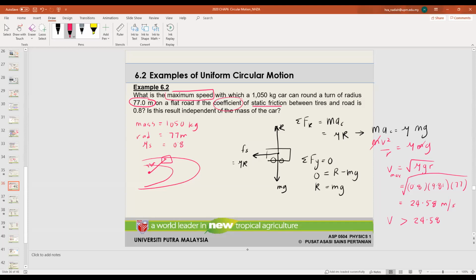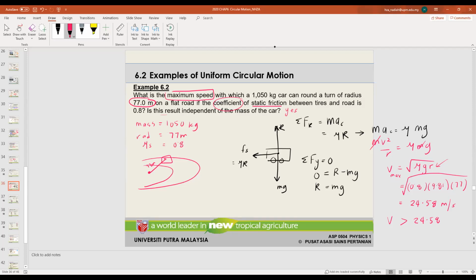Is this result independent of the mass of the car? Meaning if the weight of the car becomes 2000, does the answer change? No. Why? It is not dependent on m. There is no m in this equation. So is this result independent of the mass of the car? Yes. The velocity does not depend on the mass, because we have cancelled it out here. So it's not dependent.